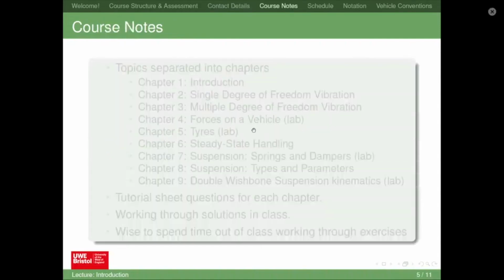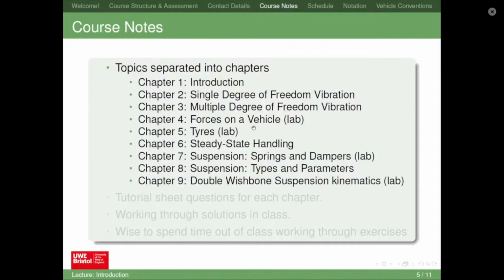So I'll talk a little bit about the course notes. We've got a number of topics covered in this module, separated into a bunch of chapters. Generally it's going to be about 1 chapter a week, although we might spend a couple of weeks on a couple of other chapters. So we're starting with chapter 1 of the course notes, this introduction, which contains all the information about the module, and the schedule.